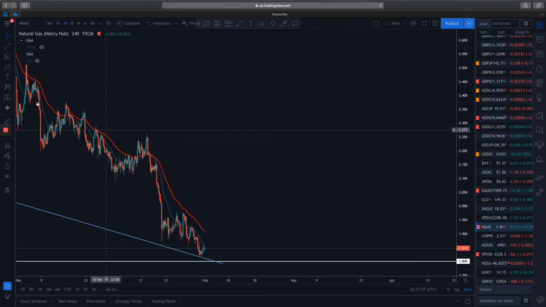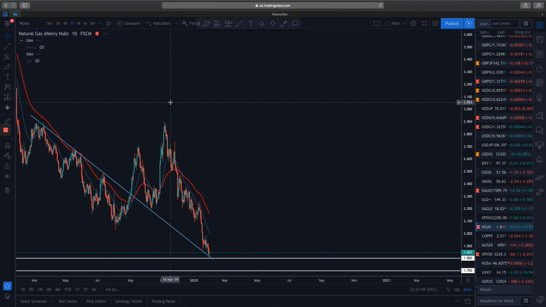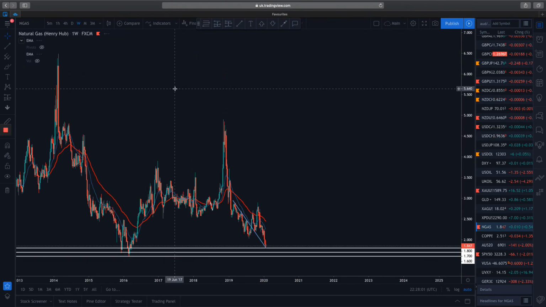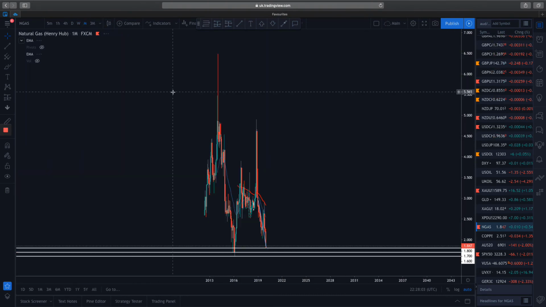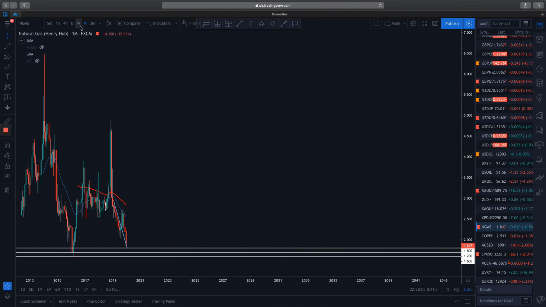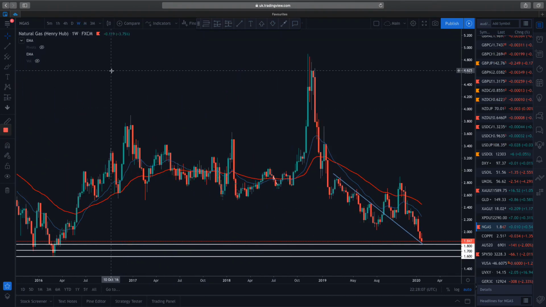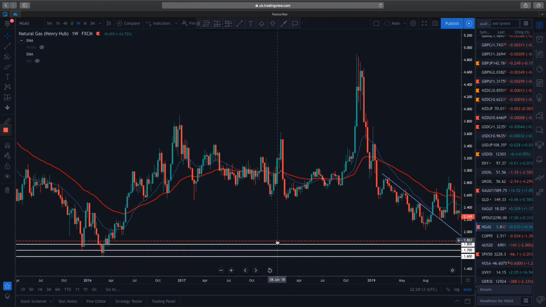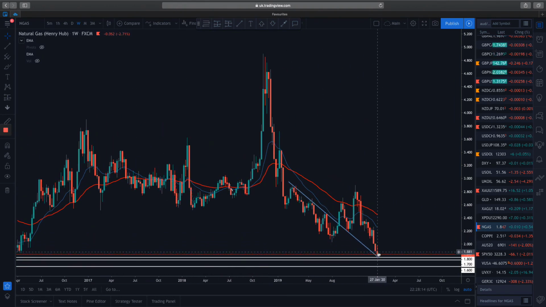And then the final is natural gas. Natural gas is at a really nice level. When we draw this line in, we can see loads and loads of touches, touch here, and then we're back at it. 1.8 is a really key level as well on natural gas. So when we go to the weekly here, you can see price has consolidated around here, so this might be the next move back up, but interesting to watch.